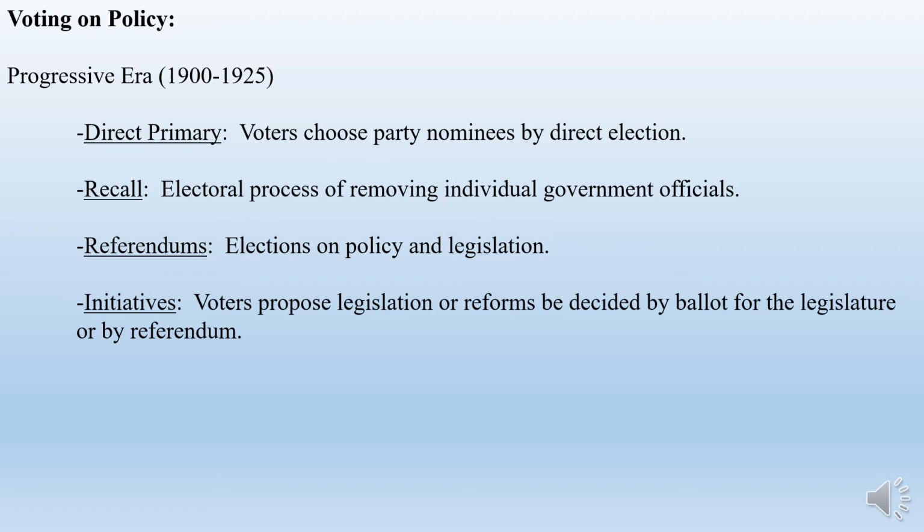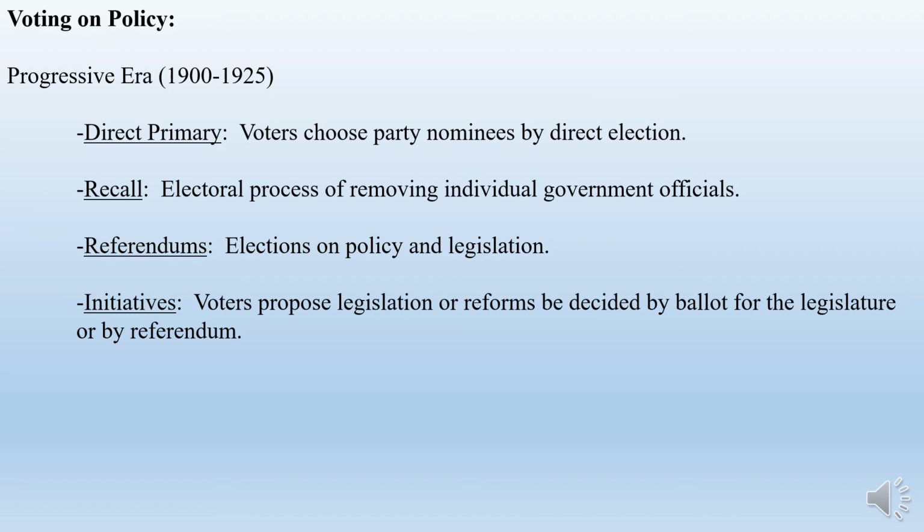One of the first things that we decided to do during the Progressive Era was the beginning of direct primaries, where voters chose the party nominees by direct election. Now, this had not always been the case. Some nominees were chosen by a caucus, party members who got together in smoky rooms and decided things behind closed doors. Others were done by congressional delegation. Some were done by state legislature. So beginning here in 1900, you begin to see the call for direct primaries. You also see the call for recalls.